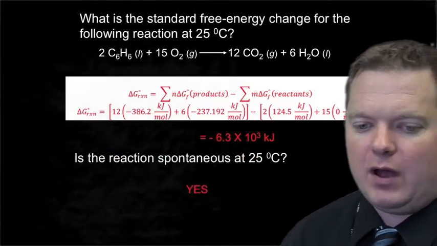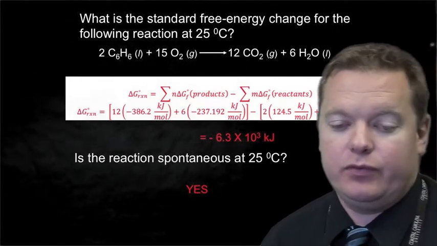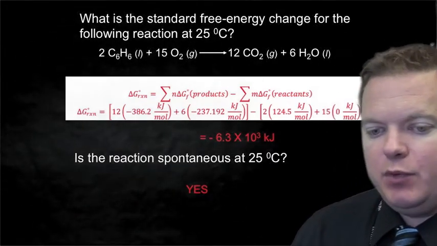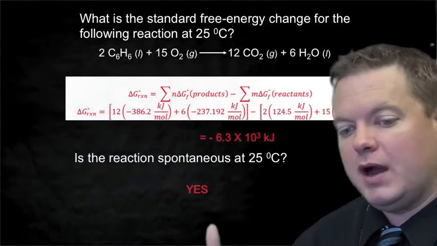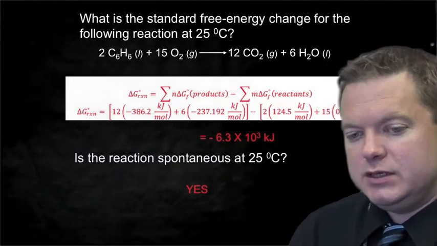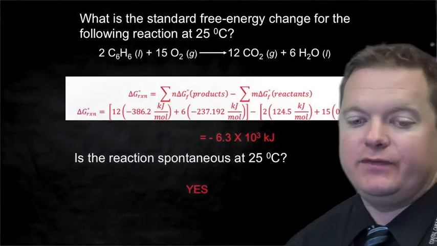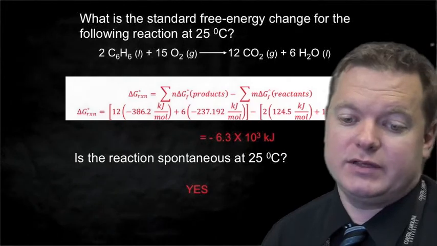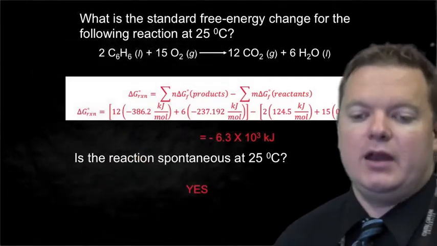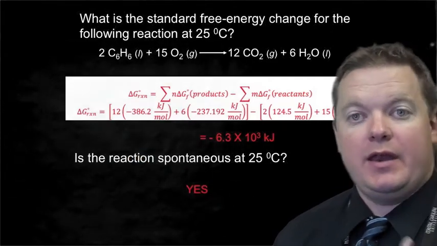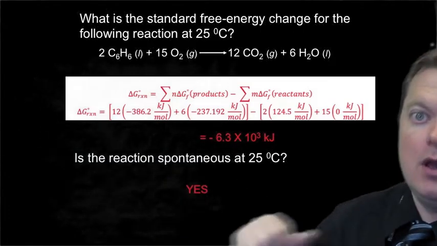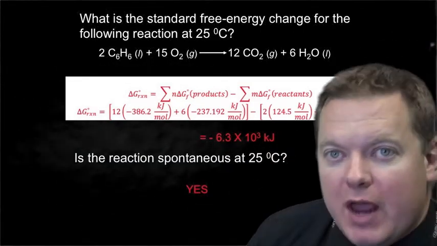12 times the value for carbon dioxide, which is negative 386.2, plus 6 times the value for water, which is negative 237.192. Add those together, minus the sum of the reactants, which is 2 times the value for C6H6, which is 124.5, plus the 15. Oxygen here is in its elemental state, so it has a value of 0. Do that calculation just like we have before. We get a value of negative 6.3 times 10 to the 3rd kilojoules. Now we get a negative value for free energy, or delta G, which means that our reaction is spontaneous. Negative values for delta G mean our reaction is spontaneous.